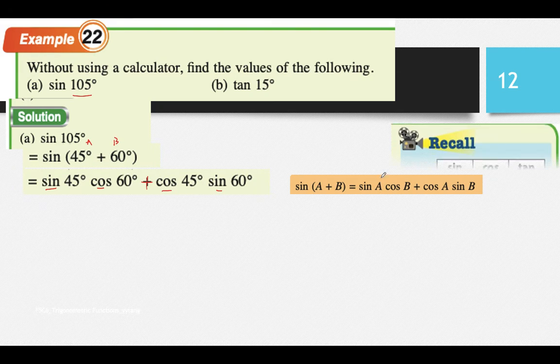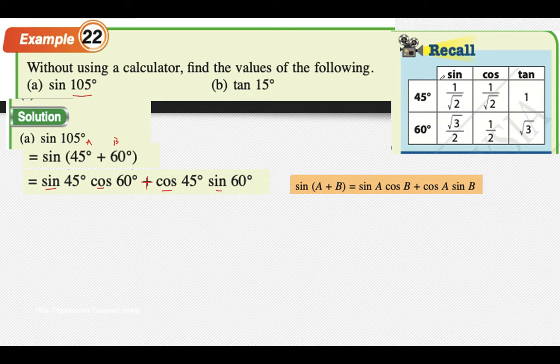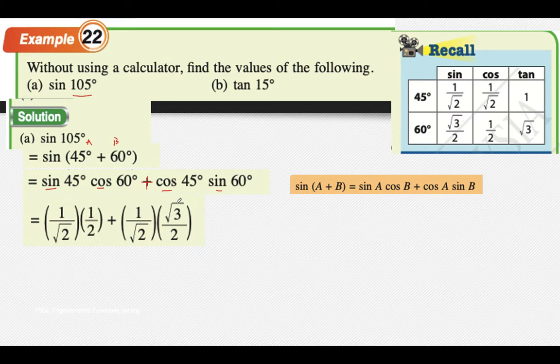Okay, follow here. Recall back the special angle: sine 45, cos 60, cos 45, sine 60. So apply the special angle inside here. You get the answer. If you forgot, you can look back at the previous video, okay? Or you can redo again the triangle. Special angle is from the triangle.